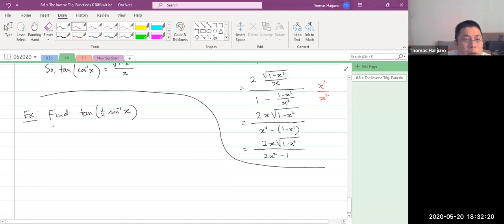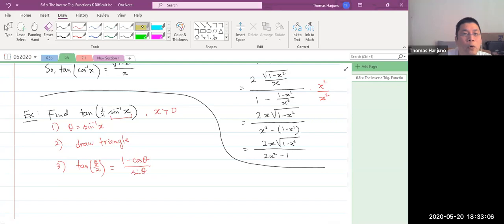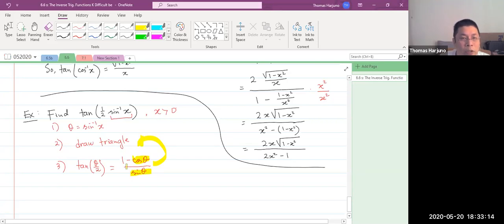Now let me guide you. First, you call that sine inverse of x as theta. Now assume that x is positive, and then draw the triangle. Then you need to express tangent theta over 2. Use one of the half angle formulas, I think the good one is 1 minus cosine theta over sine theta. The values for cosine theta and sine theta can be obtained from the triangle. Of course this formula is done by memorization. And after that you simplify.